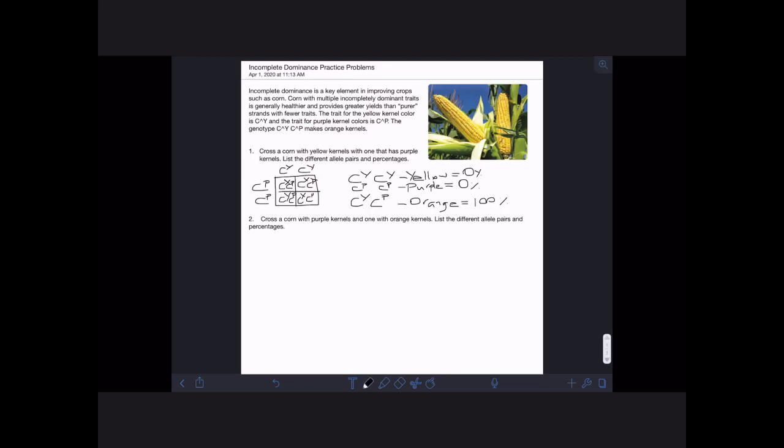Cross a corn with purple kernels and one with orange kernels. List the different allele pairs and percentages. Okay, so I'm going to draw my Punnett square. I'm going to write the corn with purple kernels crossing the one with orange kernels. So that'd be CP crossed with CY-CP.